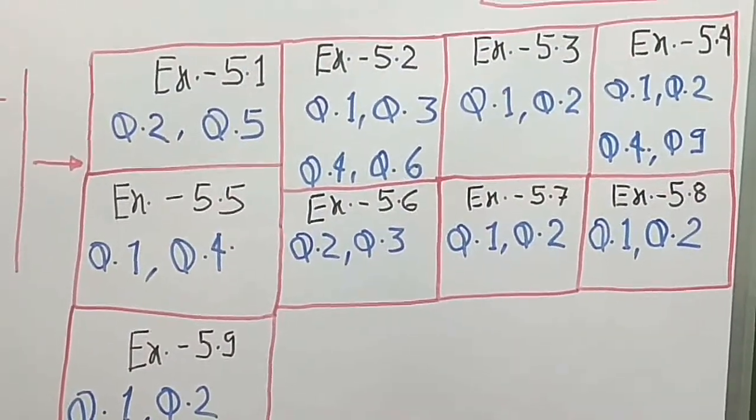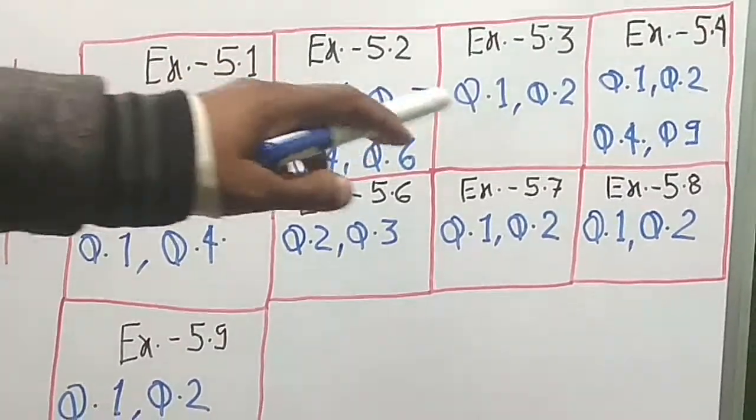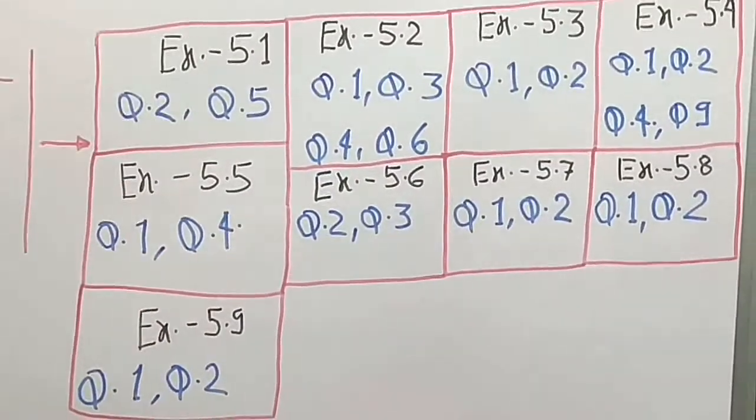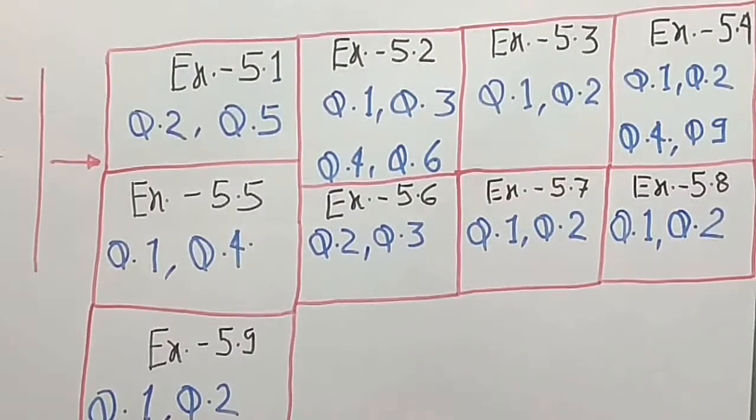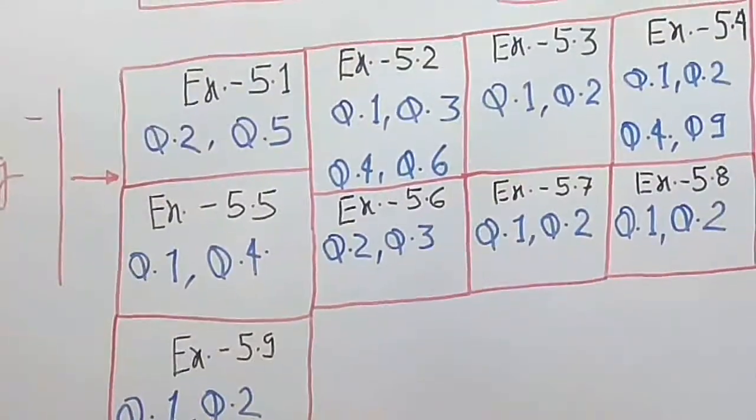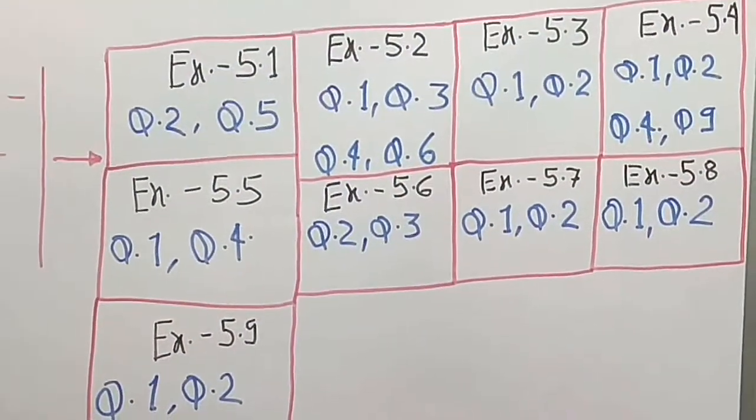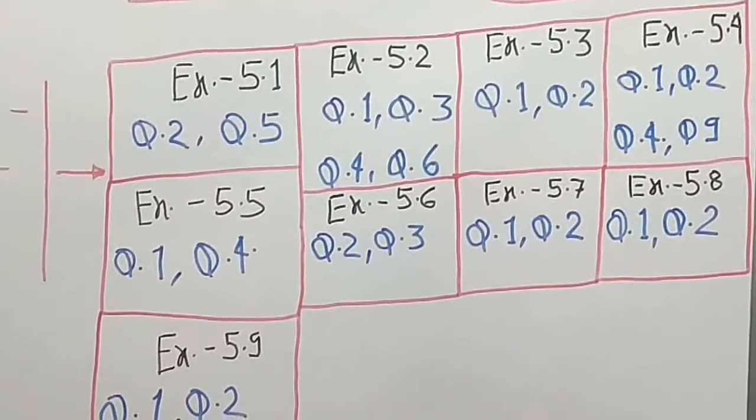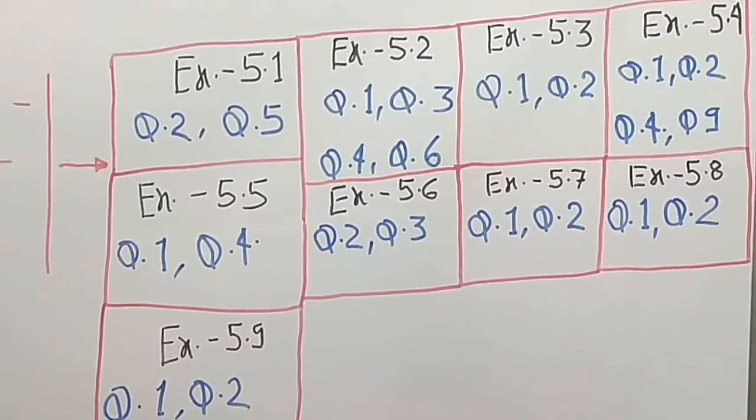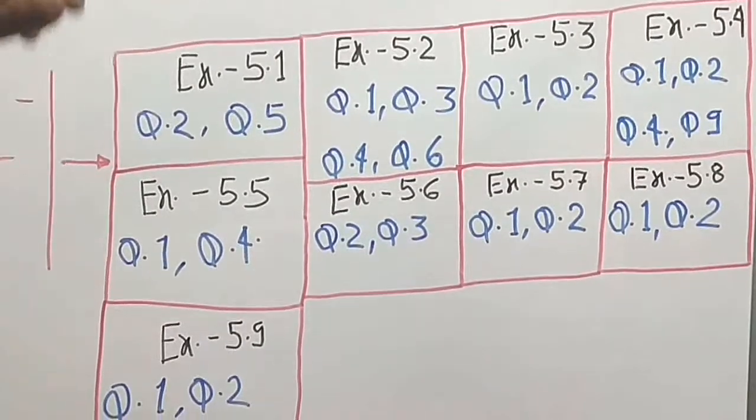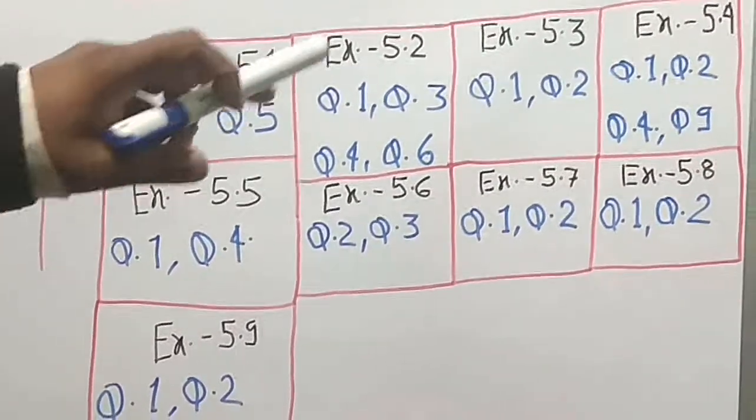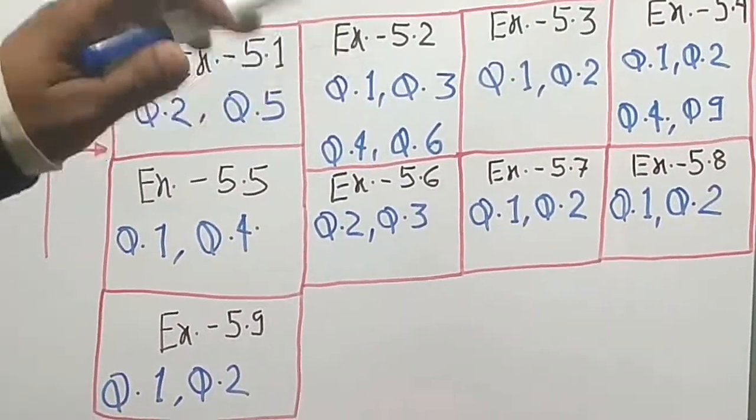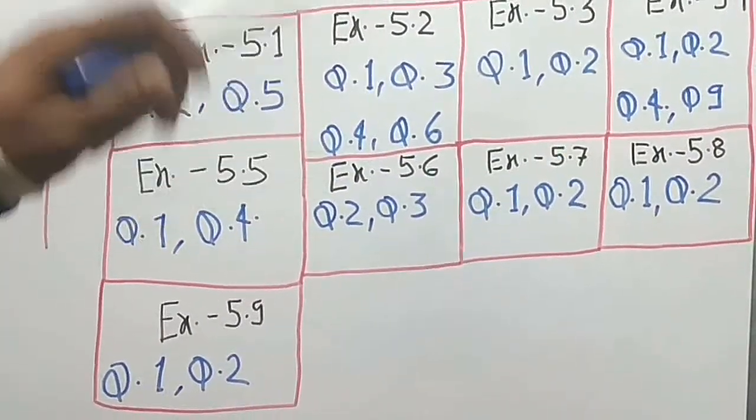Now the exercise 5.8. In exercise 5.8, question number 1 and question number 2 are important. Question number 1 is: examine whether the following are polygons. So it is based on the concept of polygons. Question number 2 is: name the polygons. Again, question number 2 is also based on polygons. So for solving exercise 5.8, you read the concept of polygons.